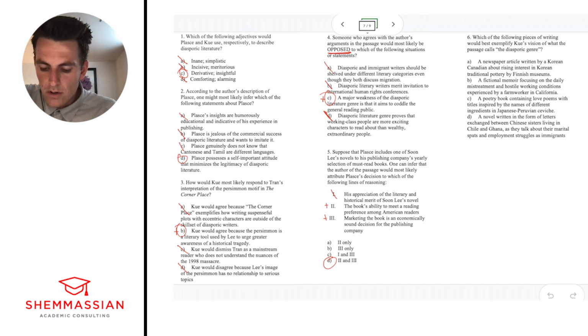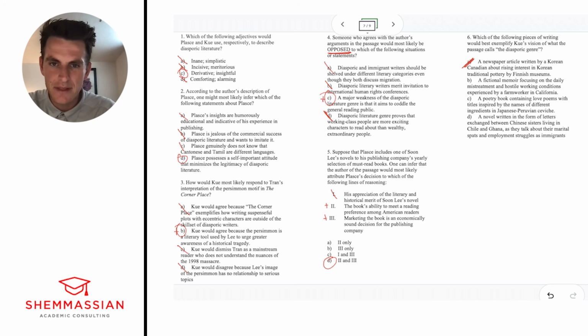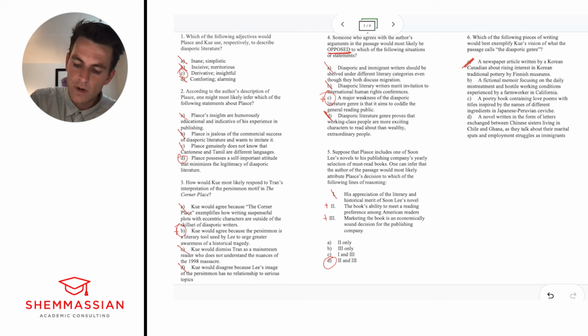A, a newspaper article written by a Korean Canadian about rising interest in Korean traditional pottery by Finnish museums. There's not a weighty matter being discussed there. That just doesn't seem to be in line with what Quay was talking about. B, a fictional memoir focusing on the daily mistreatment and hostile working conditions experienced by a farm worker in California. Hostile working conditions, that sounds a little more weighty. If you're talking about the normal life and the mistreatment, that might be in line with Quay's vision.